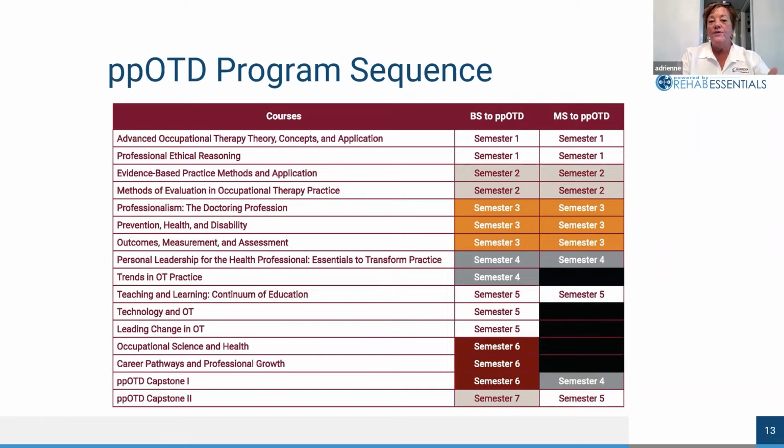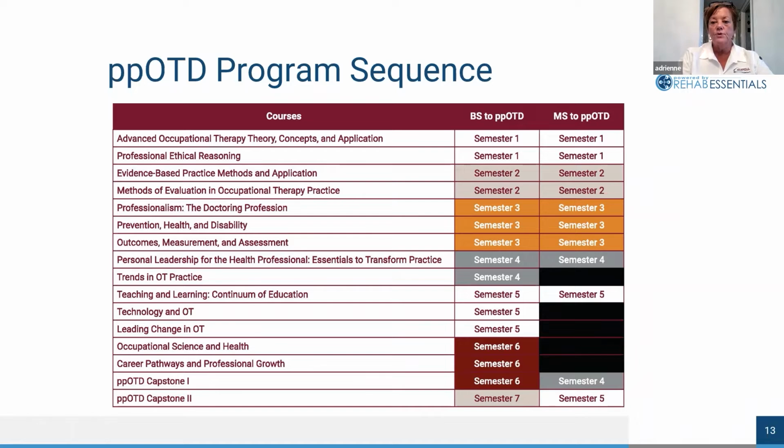We start out with those foundational classes, and professional and ethical reasoning is another one of those, so that you have that opportunity to use that knowledge fresh and infuse it into all subsequent assignments, because you'll be asked to do that.